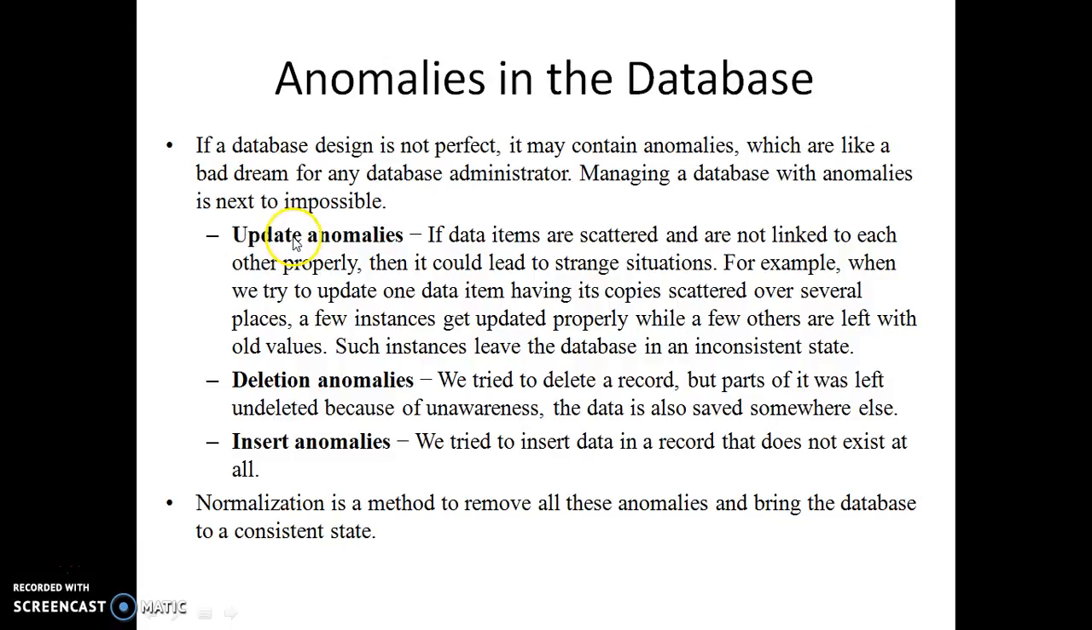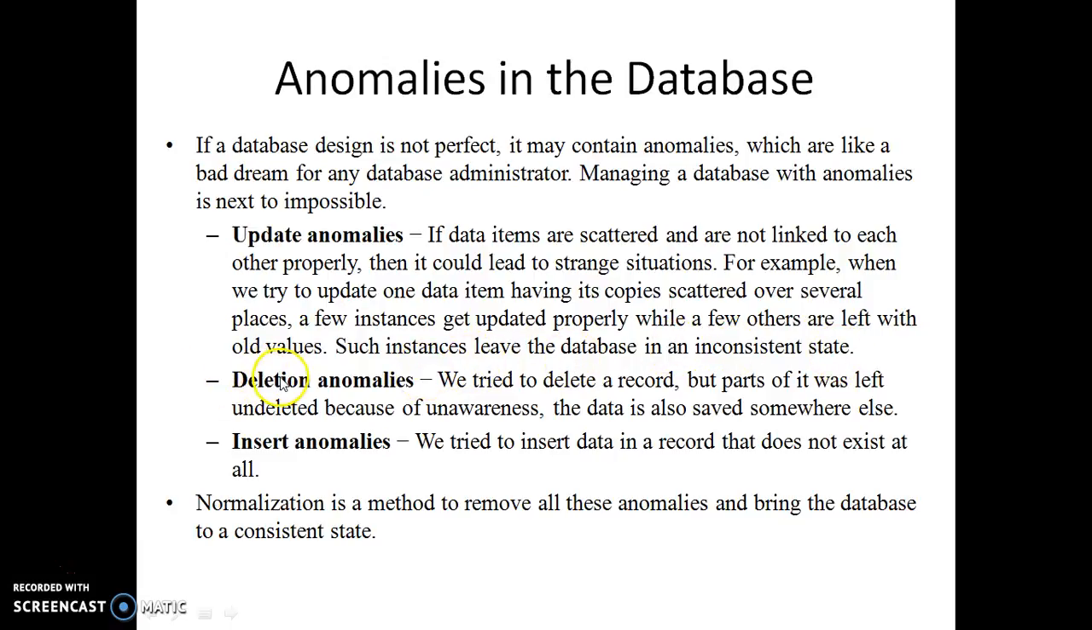What is the update anomaly? If data items are scattered and are not linked to each other properly, then it could lead to strange situations. For example, when we try to update one data item having its copies scattered over several places, a few instances get updated properly while a few others are left with old values. Such instances leave the database in an inconsistent state.